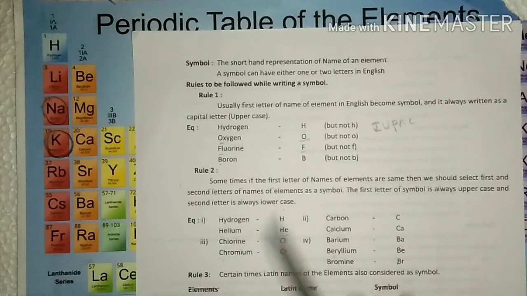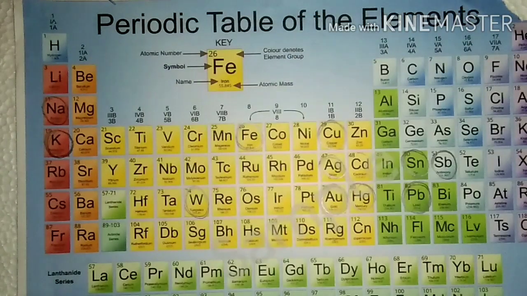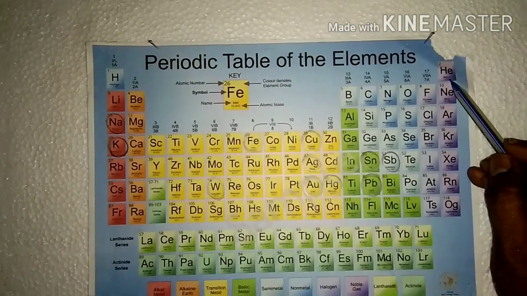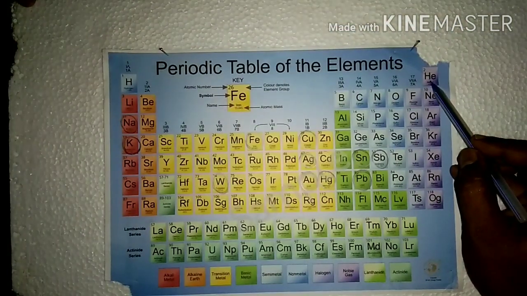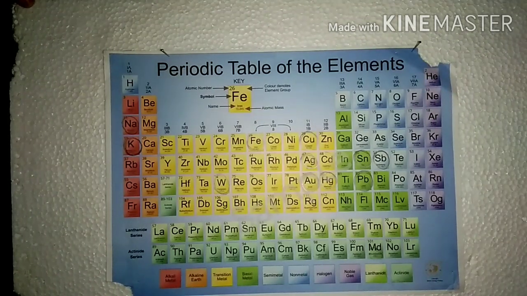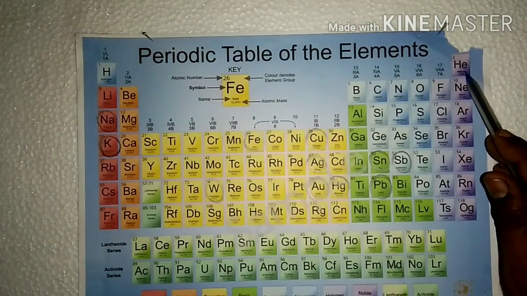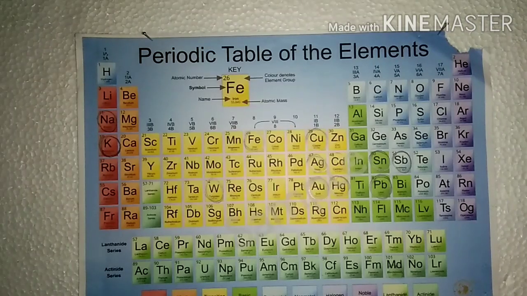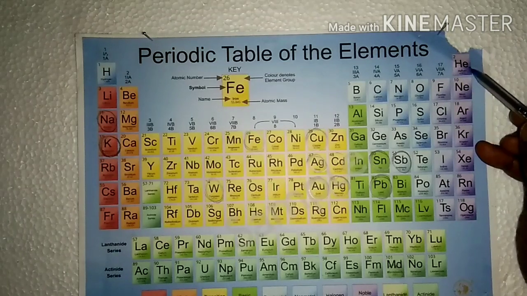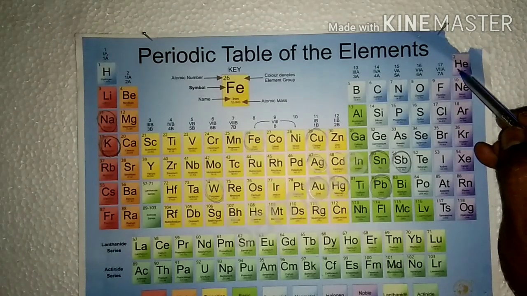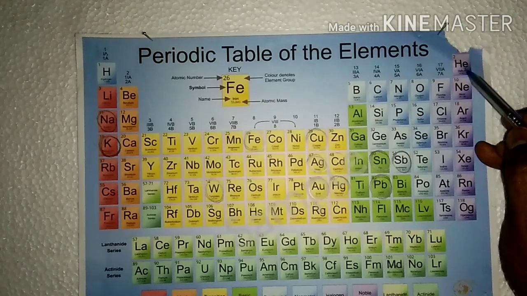Now we come to rule 2. What is rule 2? Consider helium. If you write only the first letter H, then there is confusion between hydrogen and helium. So for that, as in the alphabetical order, we consider the second letter as well: first letter and second letter. Here the first letter is capital H, the second letter is e. So the symbol of helium is He.